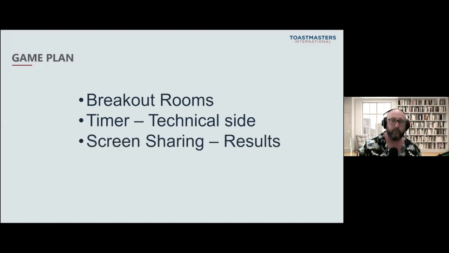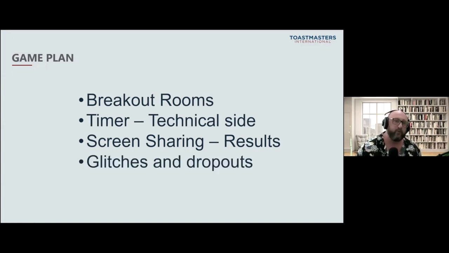We're also going to talk about screen sharing the results, the participation certificates, the firsts, the seconds, and the thirds. And we're also going to briefly touch on glitches and dropouts and what they actually look like. Now, there have been provisions put into the rules this year regarding glitches and dropouts and adding on time and all those sorts of things. And we're going to talk about that just briefly as well.